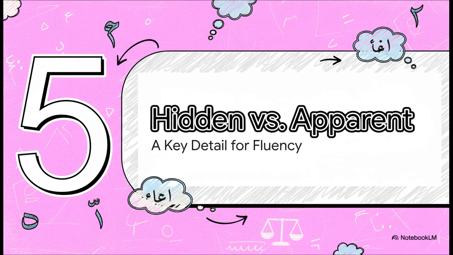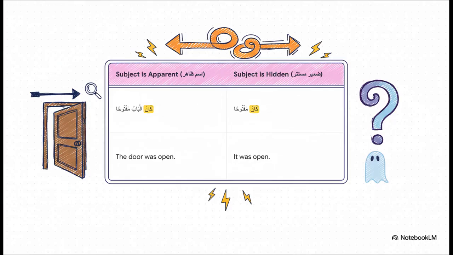All right, let's keep building on this. This next detail is absolutely crucial for sounding natural in Arabic. It's all about how the verb behaves depending on whether the subject is right there in the sentence or if it's just implied. So check this out. When the subject is apparent, meaning it's spelled out for you, like al-babu, the door, the verb kana just comes before it in its default singular form. But when the subject is hidden or implied, the verb itself has to do all the heavy lifting. The subject is baked right into the verb. In this case, just saying kana by itself implies it was or he was.